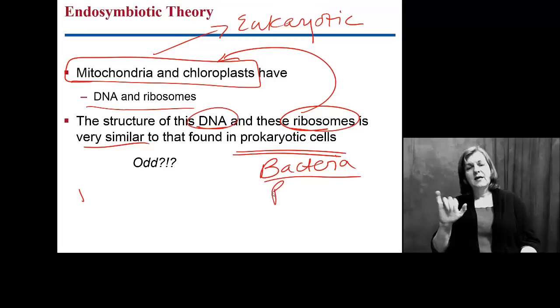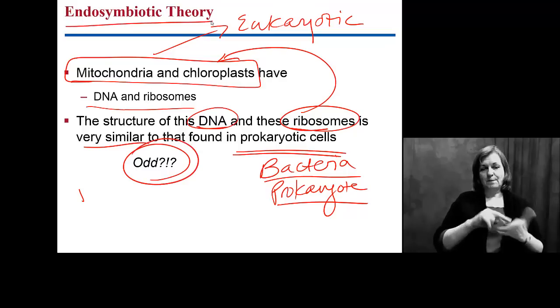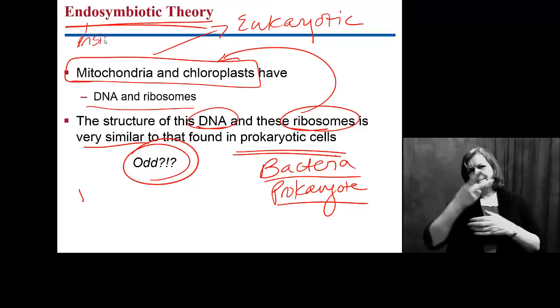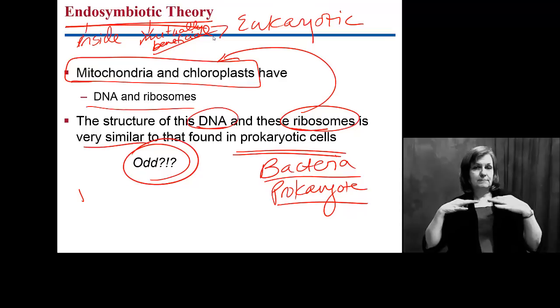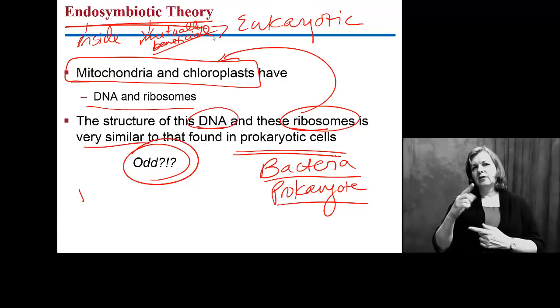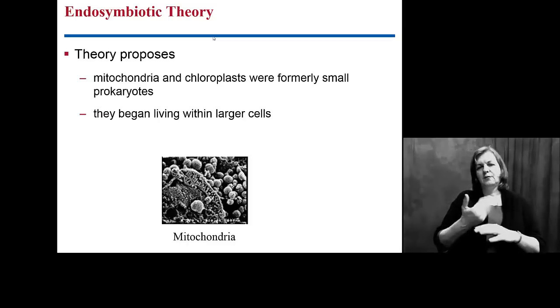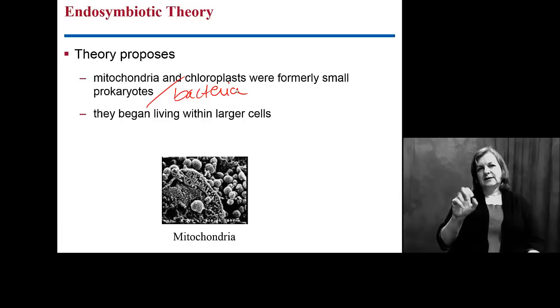So why would they look like a prokaryote? This is something known as the endosymbiotic theory. Endo is inside. What is symbiotic? We look at it as being mutually beneficial. If you have a symbiotic relationship with someone, your relationship is mutually beneficial. This theory proposes that mitochondria and chloroplasts were actually prokaryotes or bacteria at one point, and were actually ingested by an early eukaryote and improved the fitness of that eukaryote.